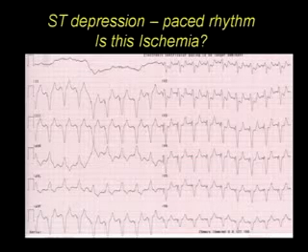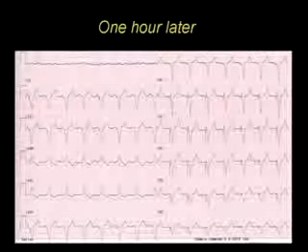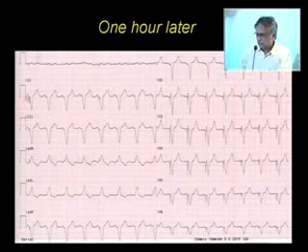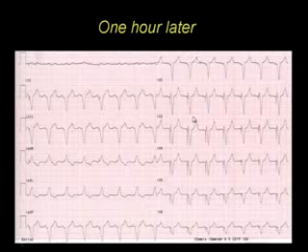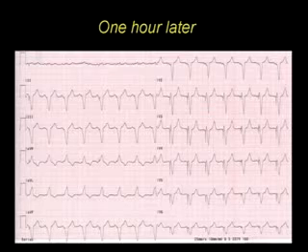This patient was treated with nitroglycerine and given beta blockers to slow down the rate. One hour later, the rate settled down, the patient was comfortable, and those ST depressions in V1 and V2 disappeared. So yes, in this patient it was possible to diagnose ischemia from the ECG, but sometimes it's quite difficult and you need other modalities.